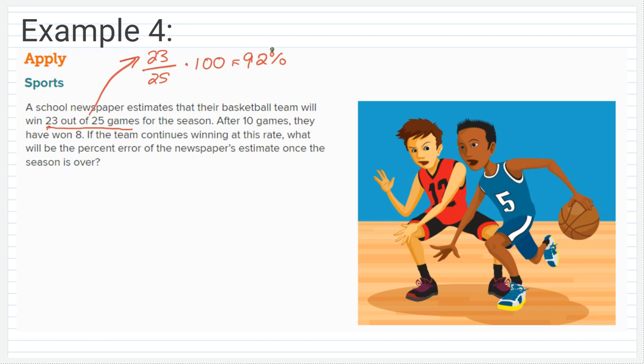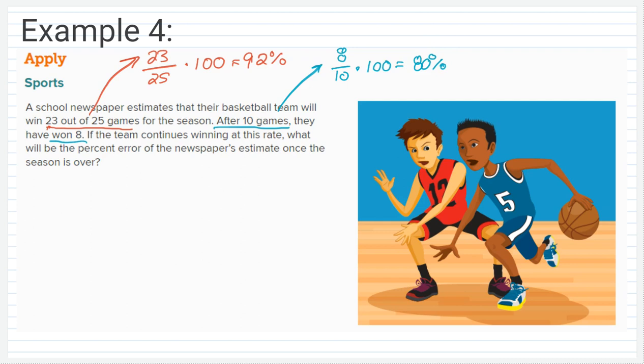Now for the actual, we have won 8 after 10 games. So 8 out of 10, which if you have to do the math, 8 divided by 10 multiplied by 100, but hopefully you know that 8 out of 10 is going to be 80%. So that's what they're currently doing. They're currently winning 80% of their games. So what is the percent error?